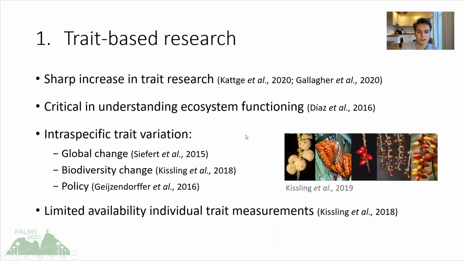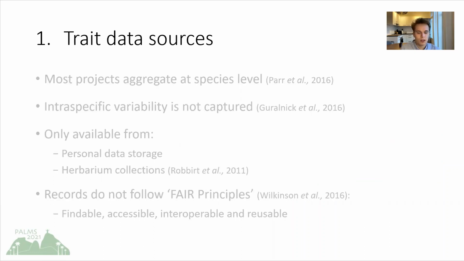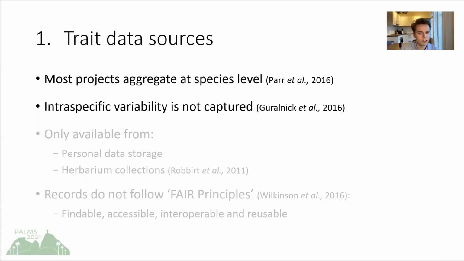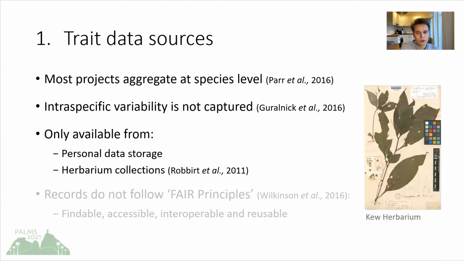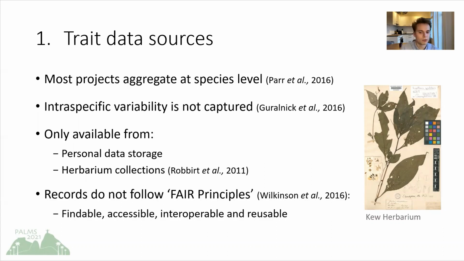The problem is that there's currently a limited availability of individual trait measurements. This is mostly because current efforts that seek to mobilize these trait measurements aggregate them at the species level, with the result that this intraspecific variability is not captured. Therefore, this variability is often only available from personal data storages and herbarium collections, which are often not accessible or even not digitized. In short, these records do not follow the FAIR principles, meaning that they're not findable, accessible, interoperable, and reusable.